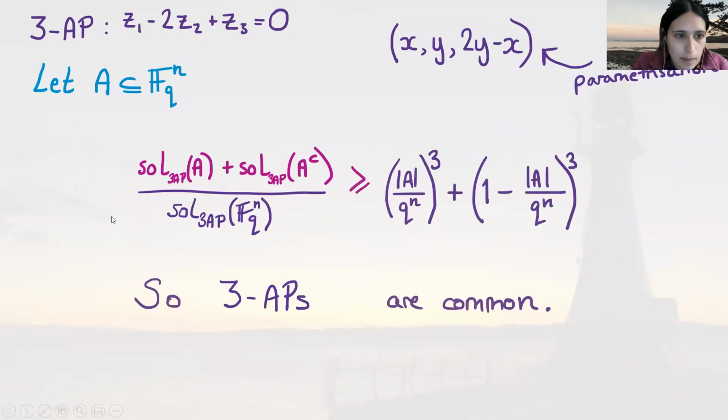Now, in particular, it means that it's at least this. And this is what you'd expect in a random set of density A. So this says that three-term arithmetic progressions are common. In fact, this whole argument works exactly the same way for any single equation in an odd number of variables. You can do the same thing and pull out exactly what this number is.